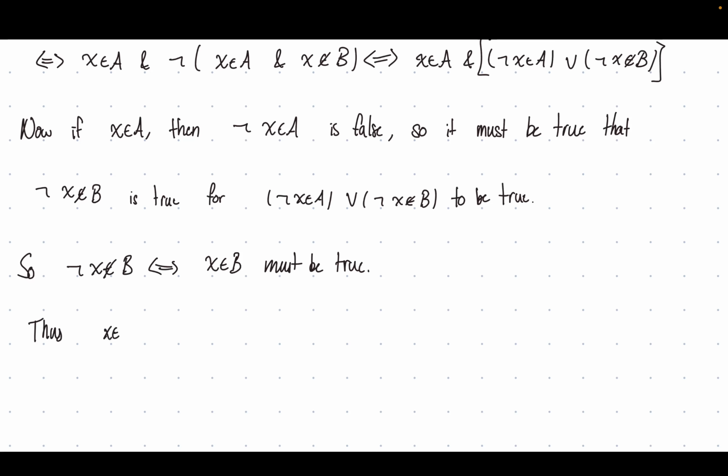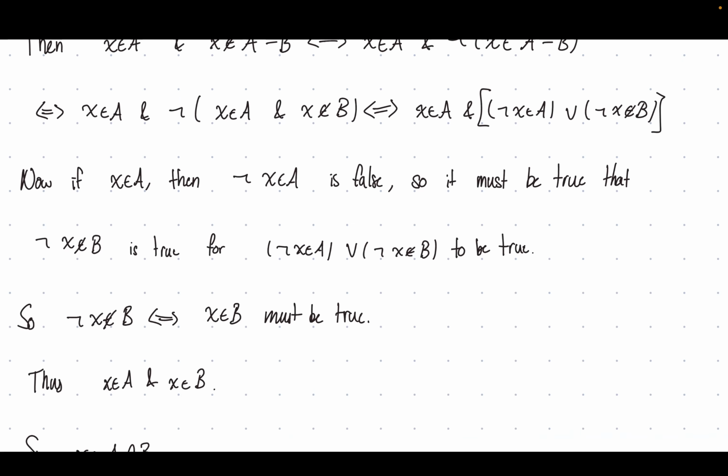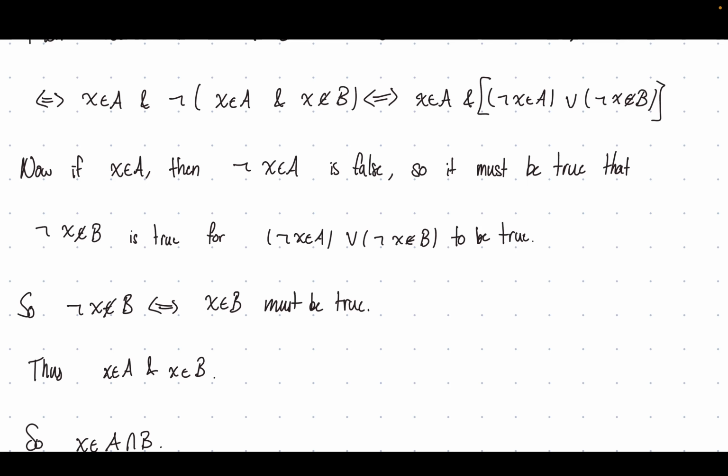Thus, X is in A and X is in B, so X is in A intersect B. Oh, I need to add an extra page. So A minus A minus B is a subset of A intersect B. Cool. And now for the second part, we have to show that this works when you flip the containment.